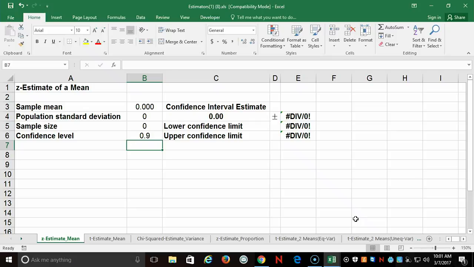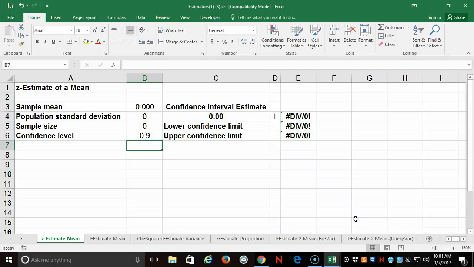What were we using before to estimate the mean? We were using z-estimate of a mean. Yes. We give it a sample mean, a population standard deviation, a sample size, and a confidence level. I could get the sample mean.